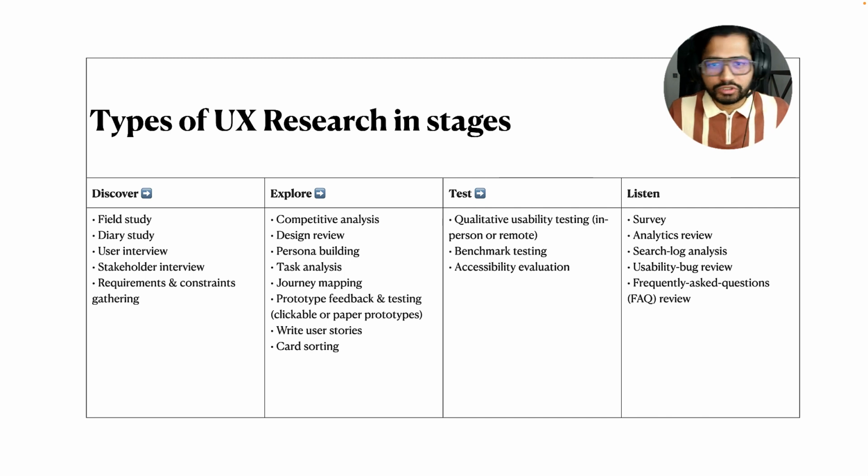Now, the types of UX research in different stages. Just bear in mind, the research methods are an iterative process. So from the start to the very end of the whole journey, you keep doing the user research. Now, the UX research stages are discover, explore, test and listen, and you do research on all of these. We're going to come back to this later on. Let's go one by one.